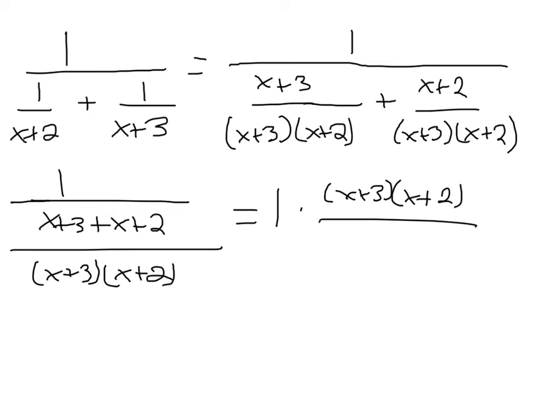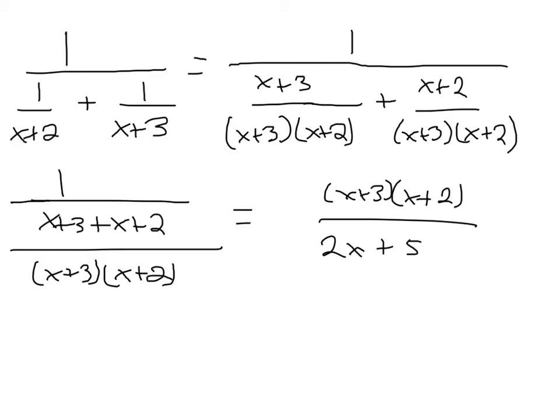And on my bottom, I'm going to do another step here. I'm going to combine my like terms. So x plus x gives us 2x, and then 3 plus 2 would be 5. And 1 times that, well, that's just x plus 3, x plus 2.